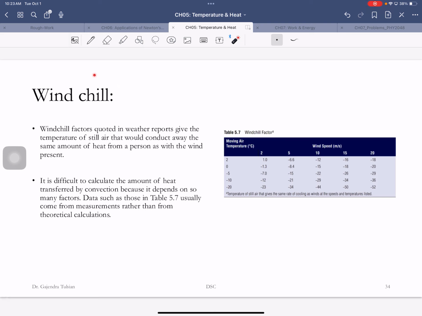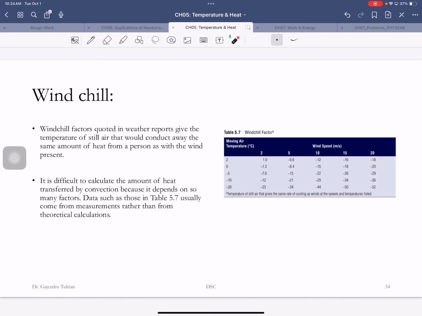You've all heard of wind chill. So what this is showing you is the air temperature. If the air temperature is minus 10 degrees Celsius, you feel minus 10 degrees Celsius. But now, if this wind were moving at 5 meters per second, that air would feel as if it's minus 21 degrees Celsius. If this wind were moving at 15 meters per second, that temperature would feel like minus 34 degrees Celsius.